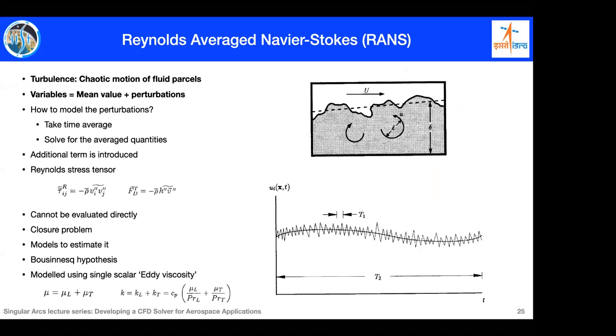Now we come to another important point. Till now we have talked about NS equations. Now we come to RANS. We need to include the effect of turbulence, which is basically chaotic motion of the fluid particles. Then how to include that?